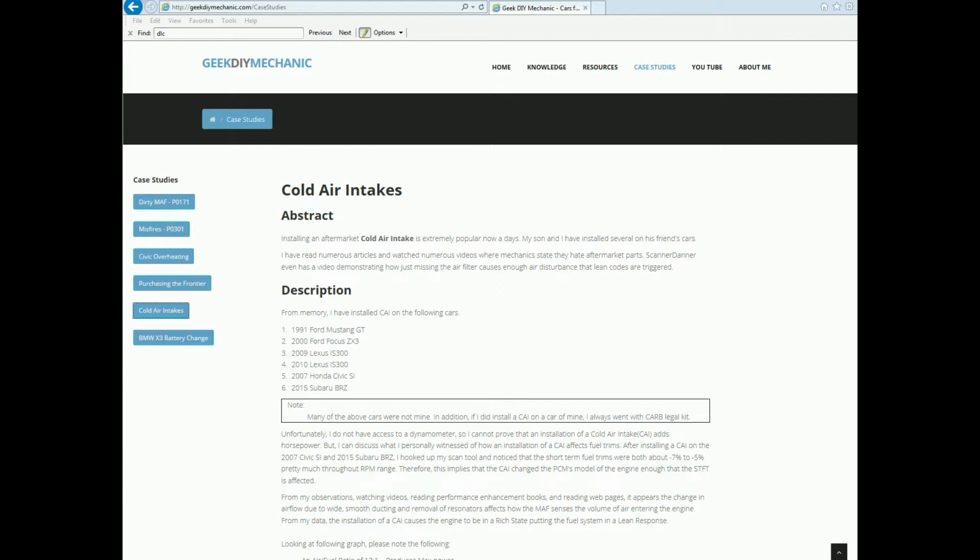I have read many articles and watched several YouTube videos where the topic of how the installation of cold air intakes can affect a car comes up, from both mechanics and performance enthusiasts. Therefore, once I got my hands on a newer car with a cold air intake installed, I had to determine if it changed the PCM's model of the engine's characteristics.